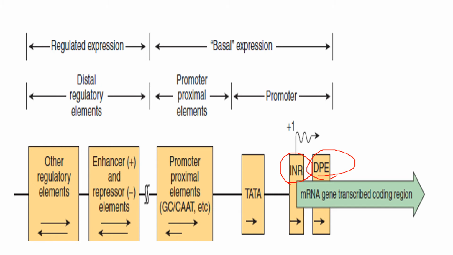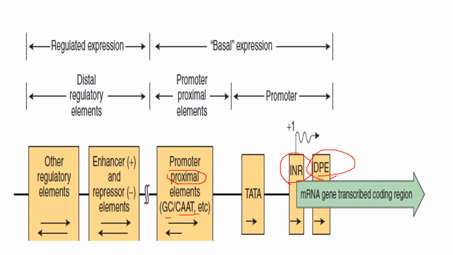These are the core promoter region, but close to the core promoter region there are the proximal elements or the proximal promoter region, which can bind the GC or CAAT box. It comprises maybe a GC box or maybe a CAAT box. And other regulatory elements mean the nucleotide sequences which regulate the gene transcription.